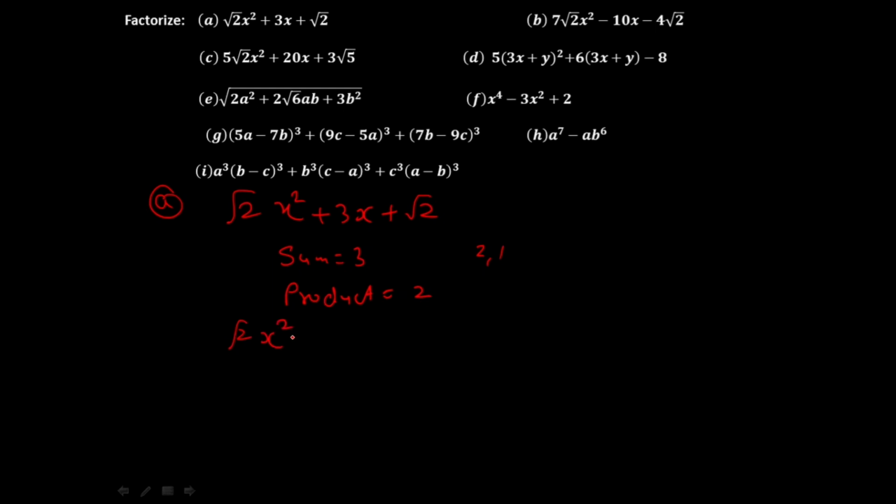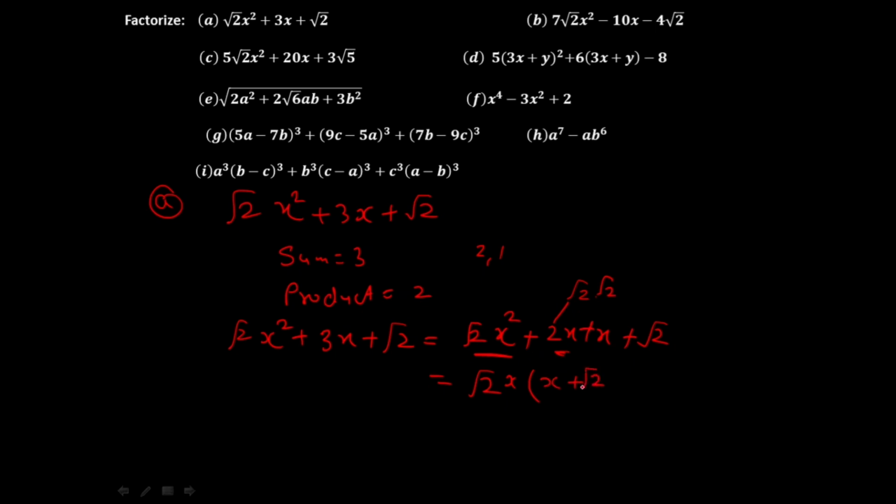Root 2 x square plus 3x plus under root 2 equal to, now split the middle term. 3x can be written as 2x plus x plus under root 2. Now how to take the common things? That's the important thing here. What is common here and here? You know, this 2 can be written as under root 2 times under root 2. Yes, so what is common? Under root 2 is here and here as well. x is also here and here. So the common is under root 2x. What is remaining here? x plus under root 2.